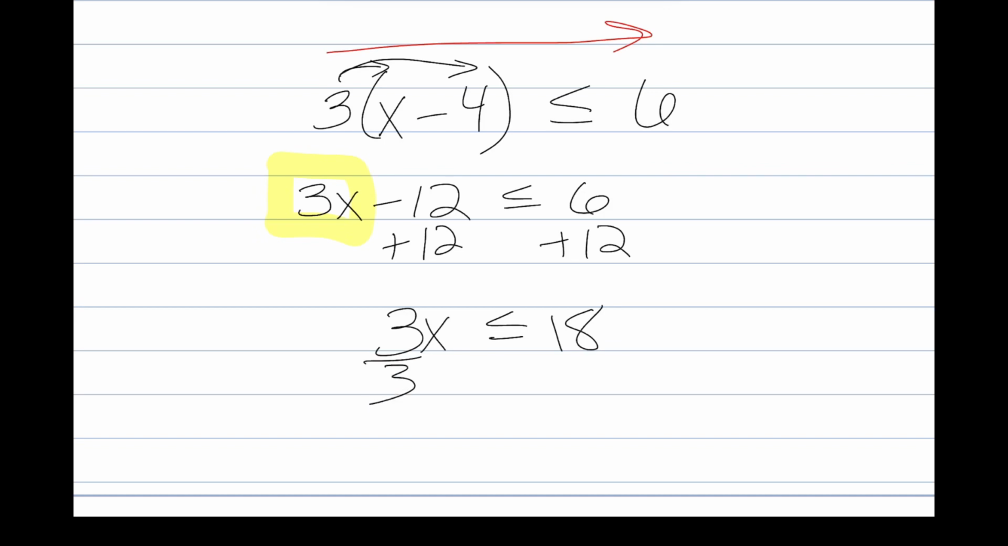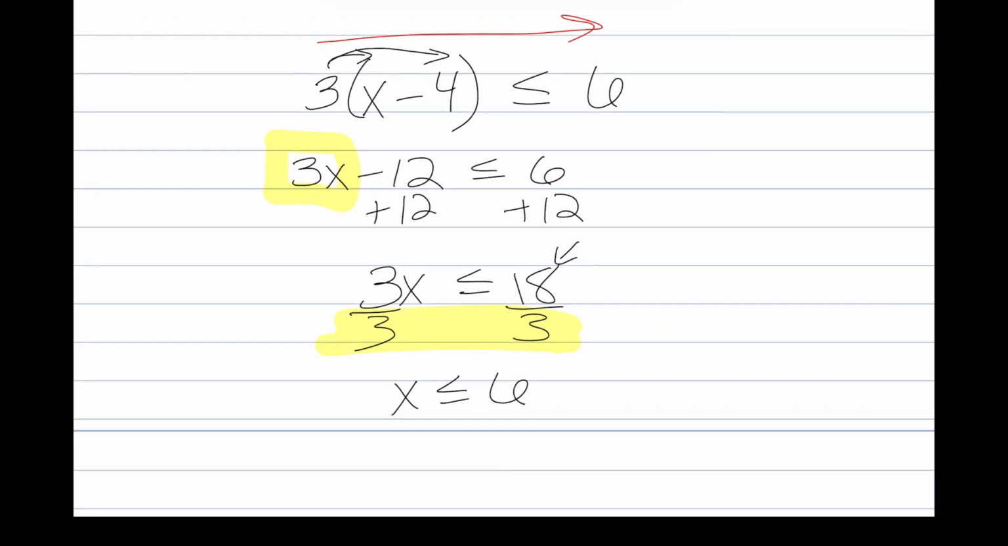We have to divide both sides by 3, but when you're doing an inequality, if you multiply or divide by a negative, it doesn't have anything to do with the 18. 18 could be negative, it doesn't matter. All that matters is what you're dividing by, and we are dividing by a positive 3, so nothing changes in this equation. 1x is less than or equal to 6.